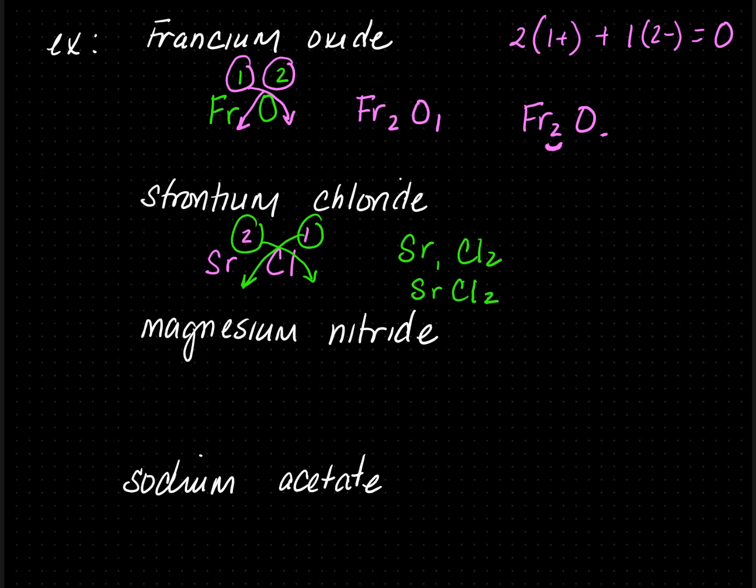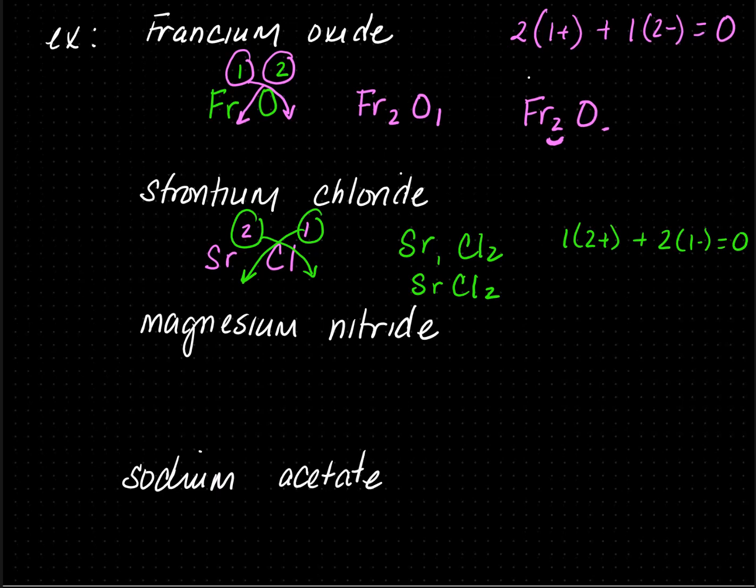And if you notice, this is also neutral. We could check. There is 1 strontium. The charge of strontium is 2 plus. Plus, there are 2 chlorines. The charge is minus 1 each. That equals 0.